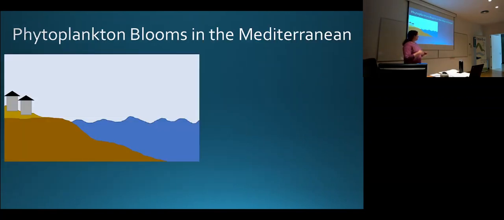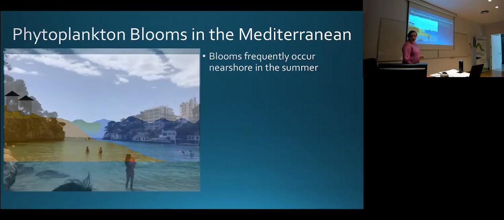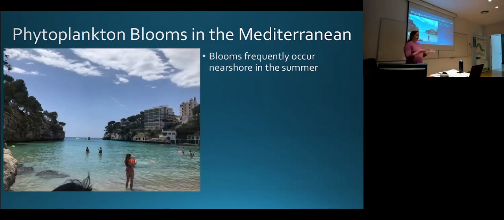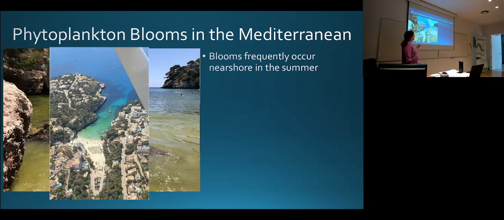Here in the Mediterranean, and specifically in Mallorca, the blooms occur very near shore, usually in summer. You can go out to a beach one day and it's perfectly clear, and the next day it can look like that. These blooms are really close to shore. This is from Cala Santanyí, a picture taken from a prop plane, and you can see the green discoloration doesn't go very far offshore. It is really close to the beach.